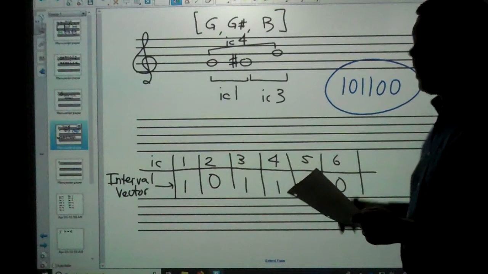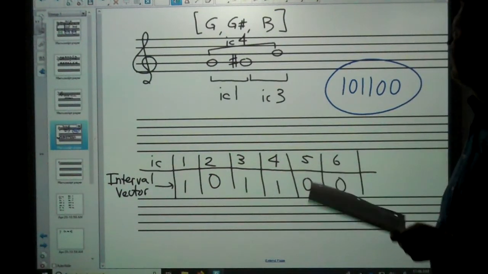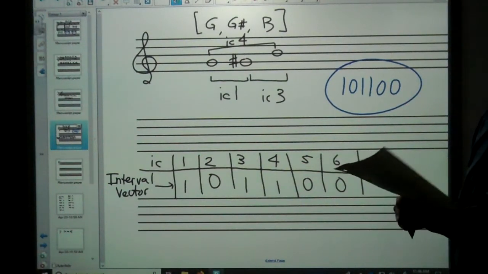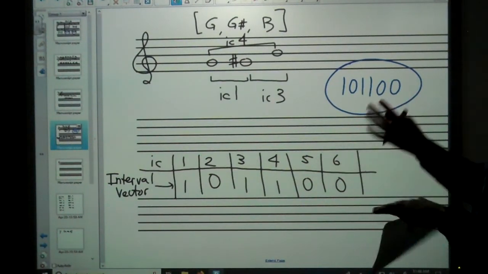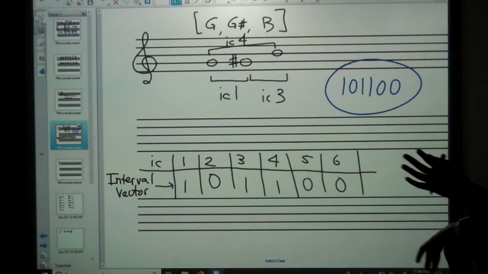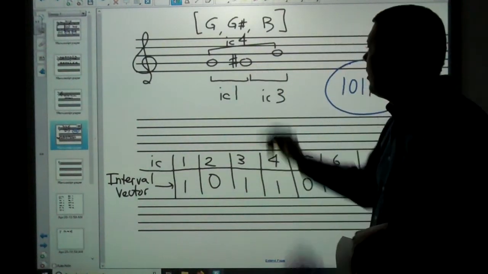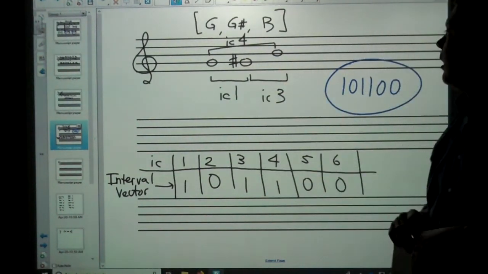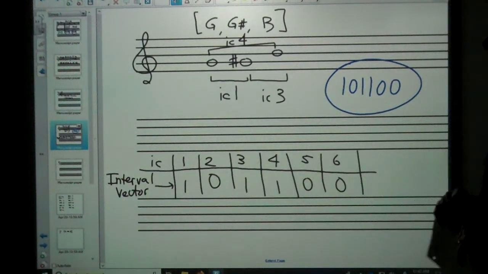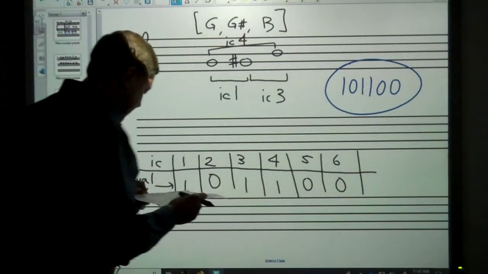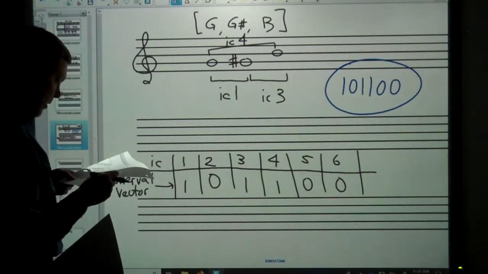Now, I'm going to go through another example to find the interval vector of a set. Let's just say, for instance, that you don't have staff paper or music manuscript paper in front of you, and you don't have a way to list the pitches of your pitch class set on a staff so that you can calculate the interval classes between each pitch. Well, you can still find the interval vector without recourse to a staff. Let's take another pitch class set example, and let's not use a staff at all.